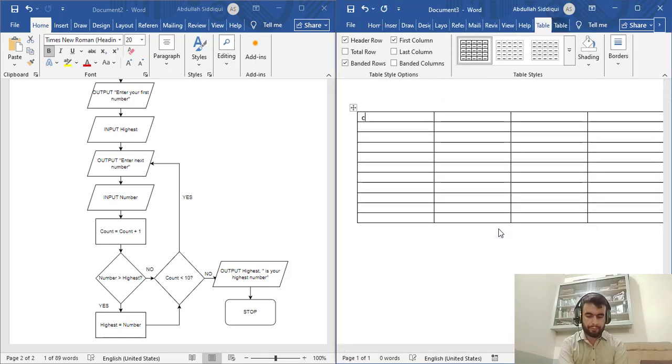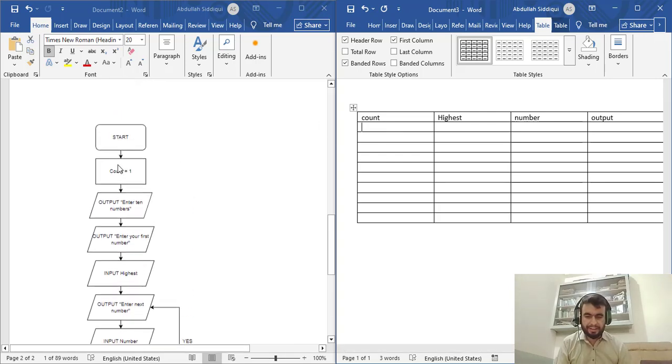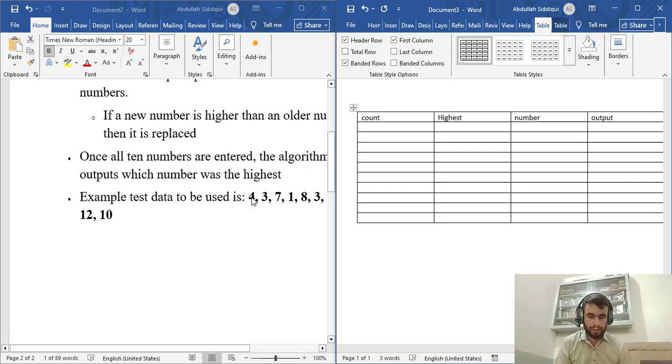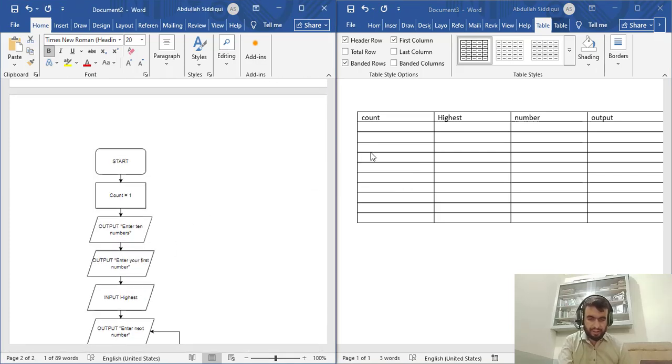In the very first row, I will write the names of the variables: count, then highest, then the next number, and then the output. Initially, let's check it. We have started it with 4. We have taken the data 4. The count is 1. Count is 1 here. Enter 10 numbers. Then what we have seen next? Enter your first number.